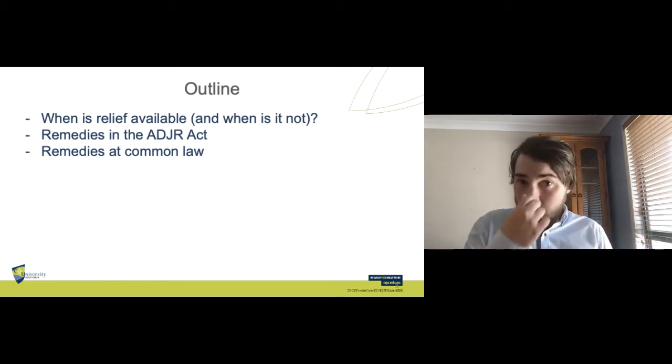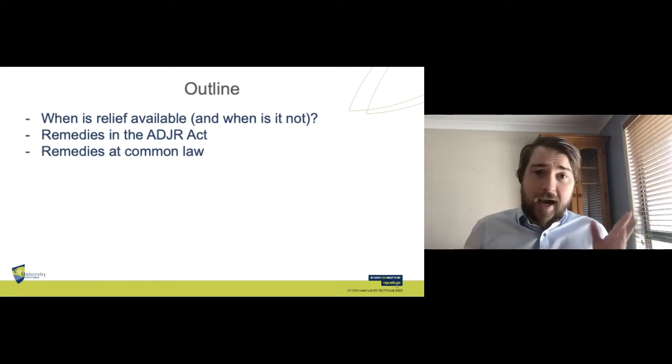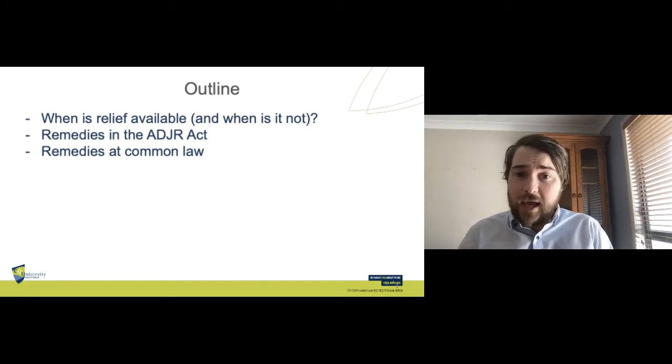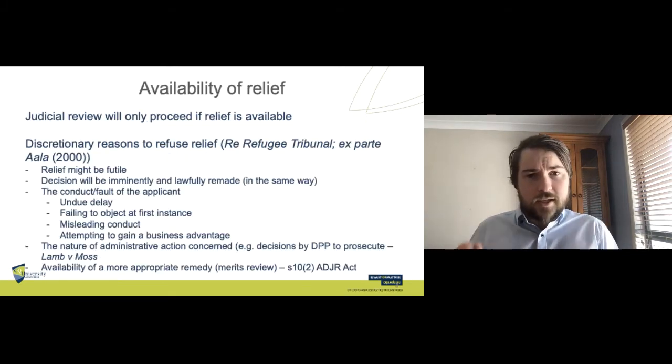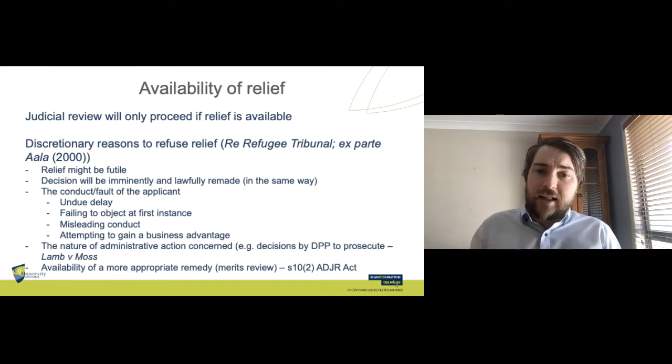A court is not going to engage with a matter that they can't remedy. Then we'll look at remedies under the Administrative Decisions Judicial Review Act. We'll take a look at remedies under common law, and then lastly, we'll have a think about remedies that are available in equity. So let's start by looking at the availability of relief, because judicial review will only proceed if relief is available.